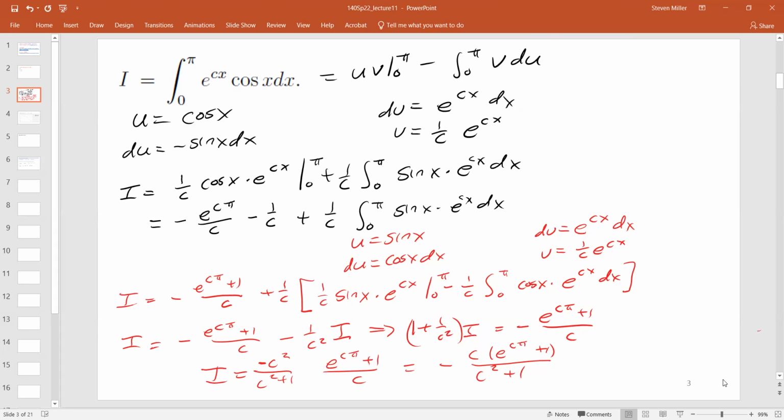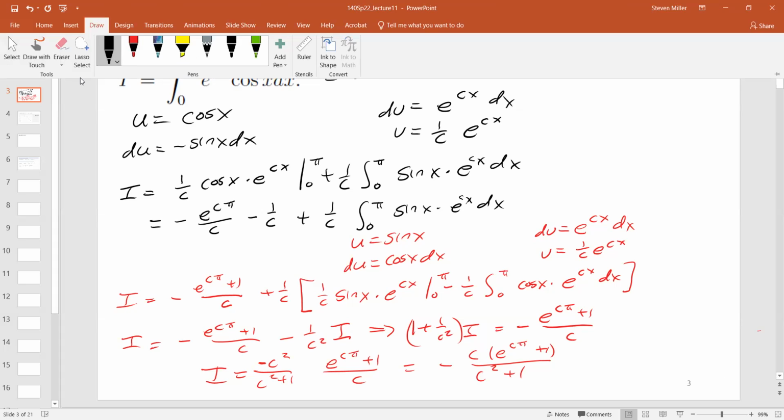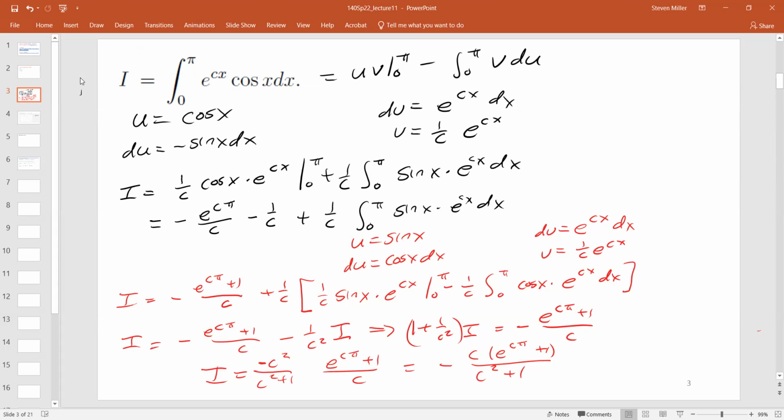If you're looking at one initially and it wouldn't work out either way, then you need to use a different technique. There are other techniques besides integration by parts.